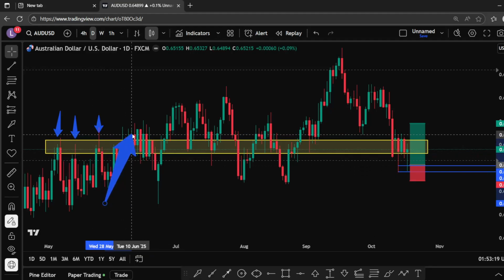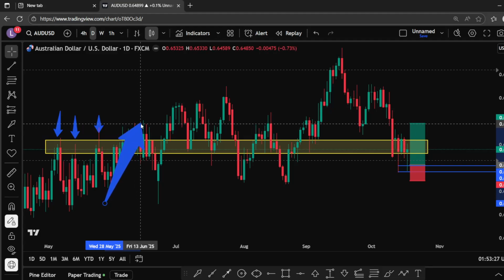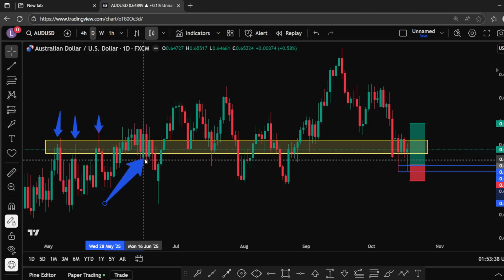Okay. So you've gone long. If you're waiting for confirmation of a break above the high, you got that candle there that broke the high. So you would have gone long. And then your stop will be below here.